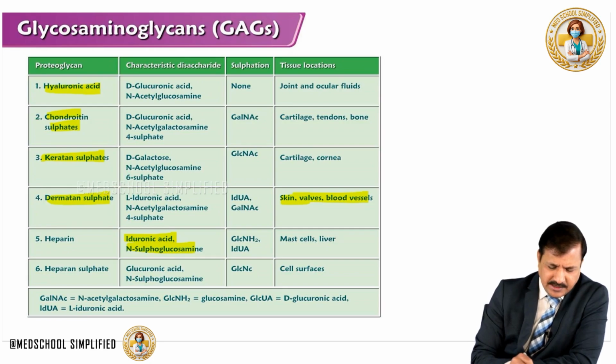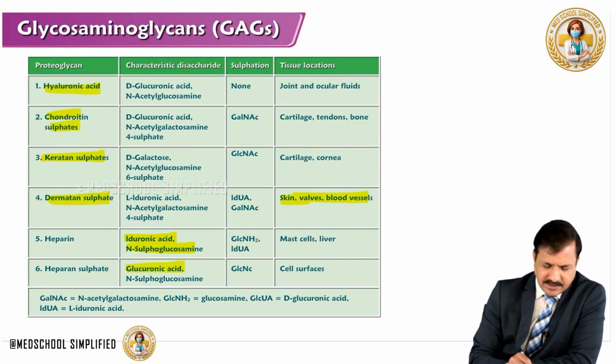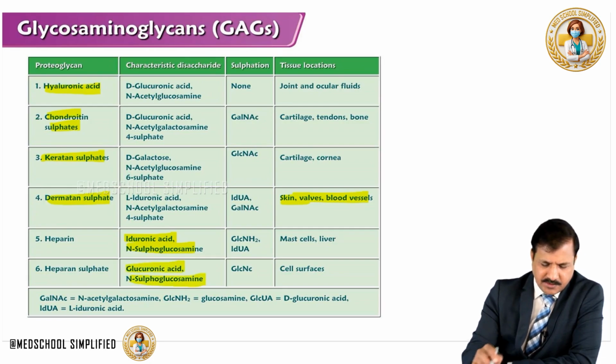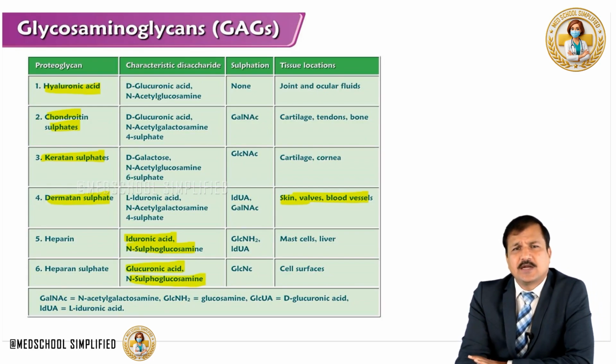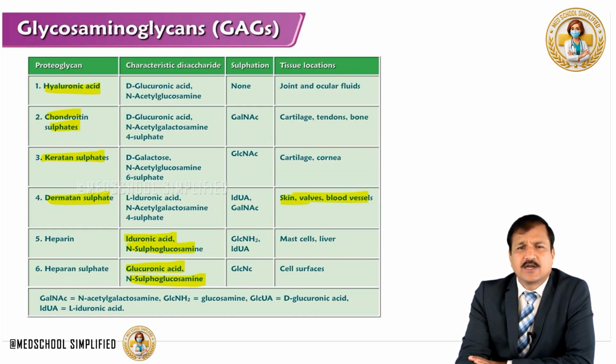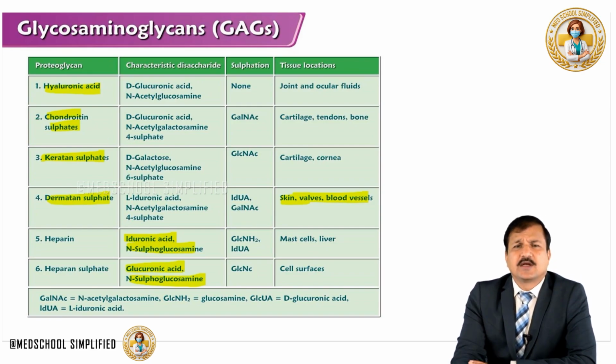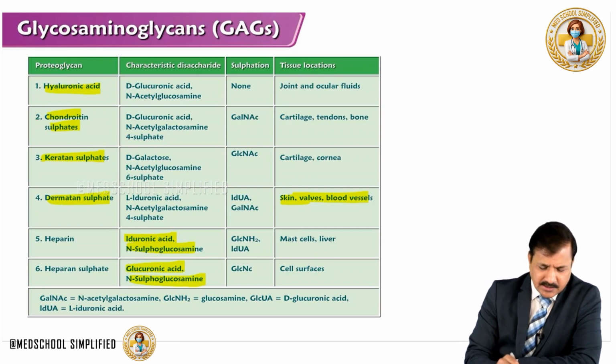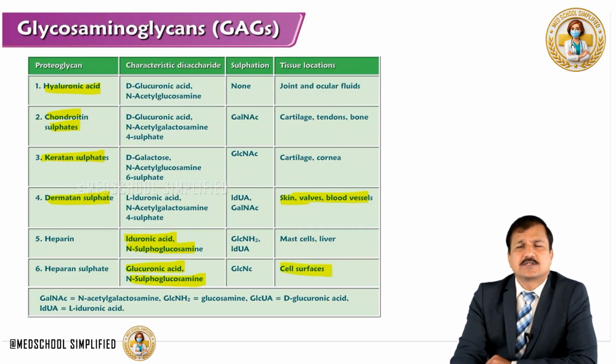Heparan sulfate contains glucuronic acid and N-sulfoglucosamine. So the difference between heparin and heparan sulfate is the acid sugar. In heparan sulfate, it is glucuronic acid, whereas in heparin, it is iduronic acid. The sulfation in heparan sulfate is over glucosamine. And note that heparan sulfate is attached to the plasma membrane and it is found over cell surfaces.